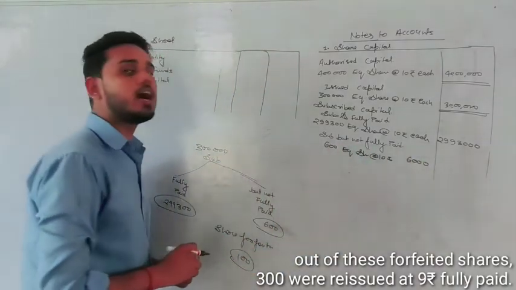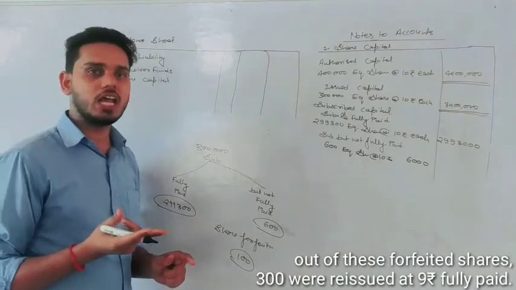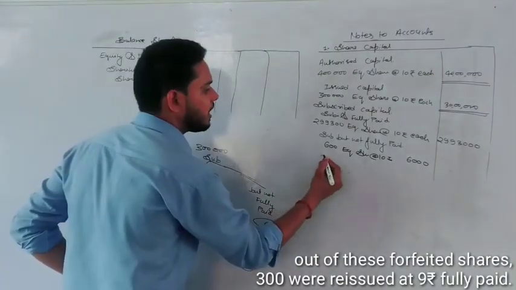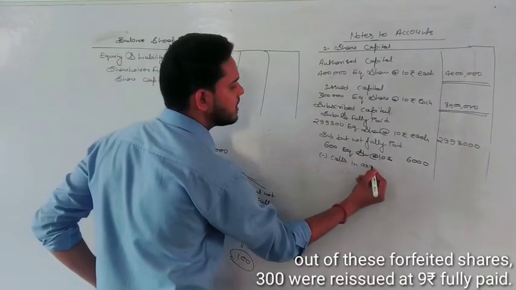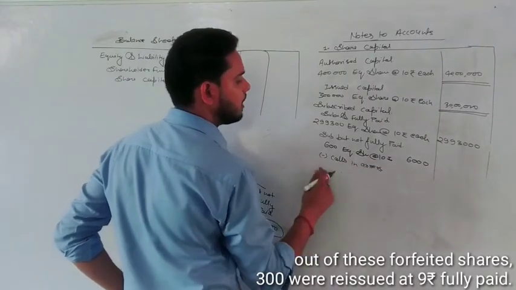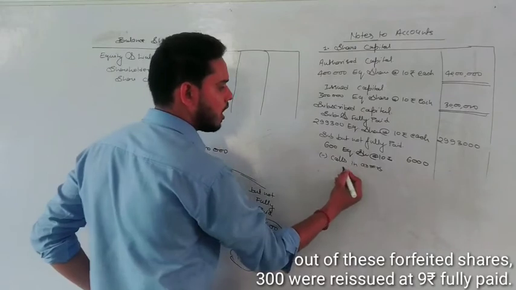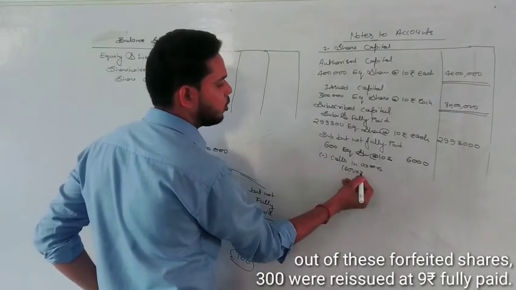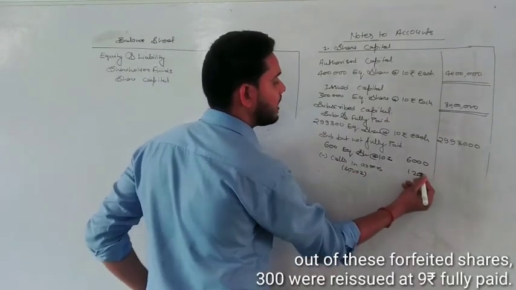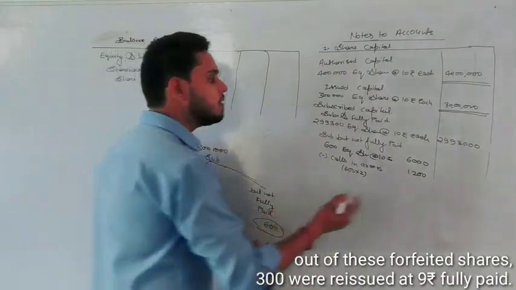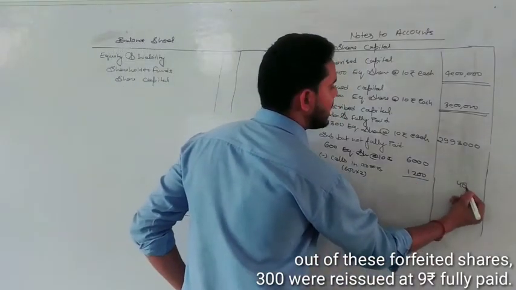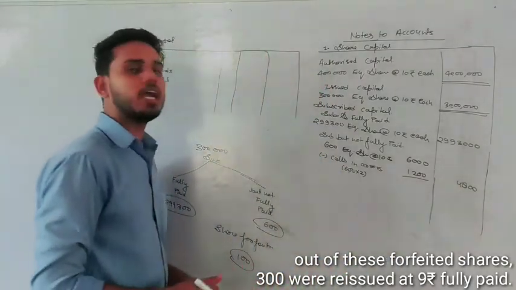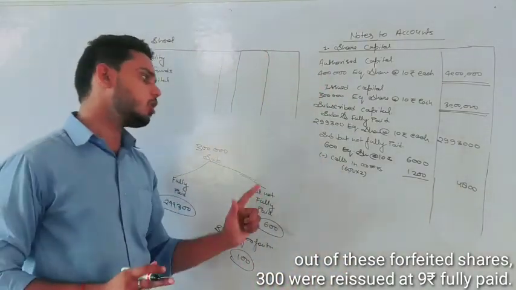But in this 6,000, 2 rupees was unpaid, right? So right here, minus calls in arrears. And this will be 600 into 2, right? So 1,200 was not paid. So the actual amount that we received is 4,800, right? Okay, this is also done.